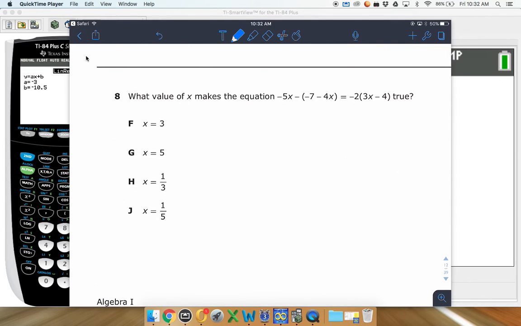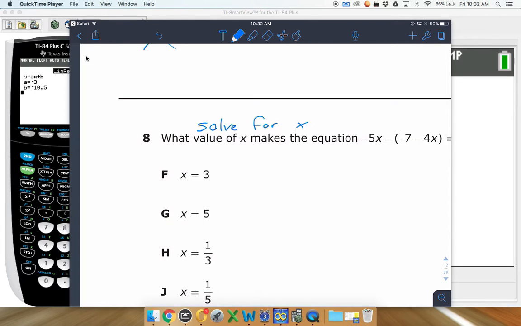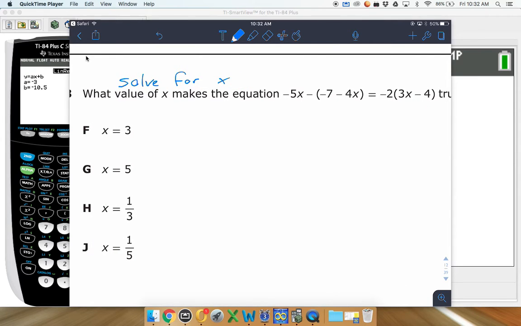All right, next one here. What value of x makes the equation, all of this stuff right here, equal to this right side right here? That is a fancy way of saying solve for x. Okay, there are multiple ways to do this type of problem. Normally what I would do would be distribute, get x on one side, do any division at the end. But you could also take all of your answer choices, if you want, and plug them back in.